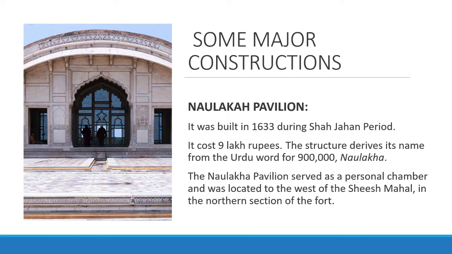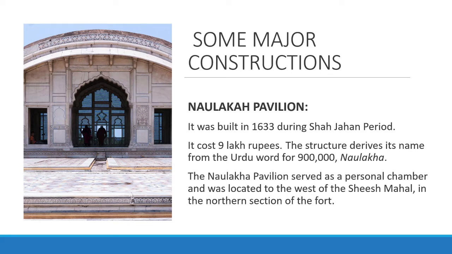Now we will see some of the major constructions of the fort. First of all, Nolakka Pavilion. The Nolakka Pavilion is an iconic site of the Lahore Fort. It was built in 1633 during the Shah Jahan period. It is made of white marble and is known for its distinctive curvilinear roof. Its cost was 9 lakh rupees, an exorbitant amount at that time. The structure derives its name from the Urdu word for 9 lakh, Nolakka.